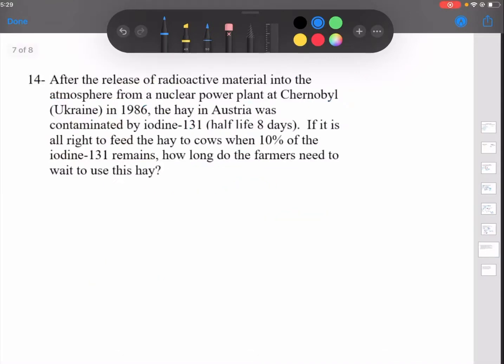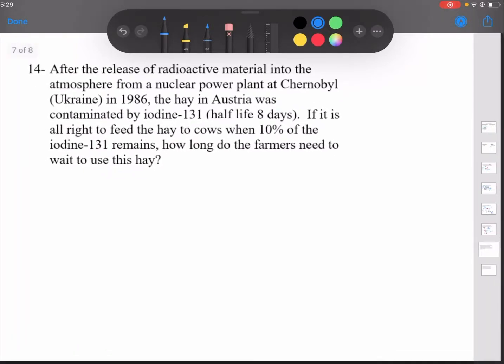So let's go ahead and do another one. Once again, this is going to be uninhibited growth or decay. This one's a little tricky. We're going to have to actually go through it twice. So we've got radioactive material, in Ukraine. You've probably heard this story.